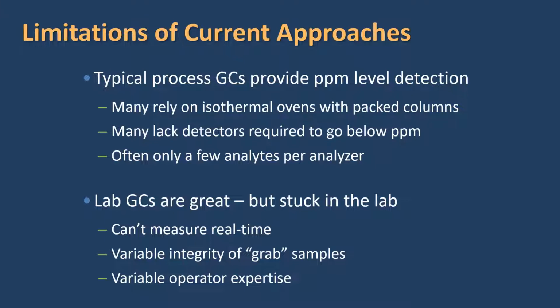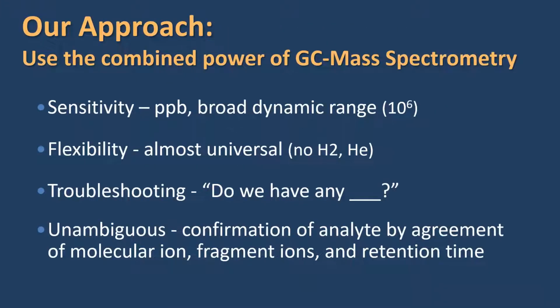Variable integrity of grab samples, that means as we're capturing that sample from the line into a sample bomb and we're transporting it, it may be reacting with itself inside the bomb, it may be reacting with the bomb, and by the time we get back, the integrity or the actual chemical composition of that sample may in fact have changed. Then we've got to deal with variable operator expertise. So the sample gets back to the lab, it needs to be run on GC or GC-MS, and that's going to be plus or minus that operator, and whether or not that person's having a good day or a bad day, that's not good for us.